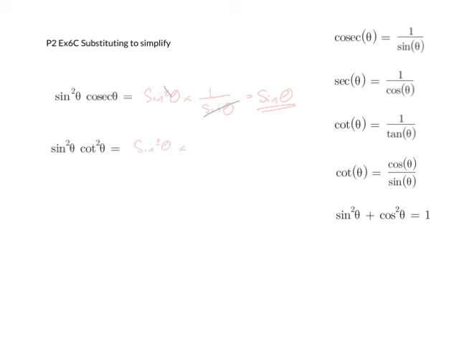Now if we change to cos and sine for the second one, we can see that the two factors of sine will cancel out and we'll be left with cos squared.